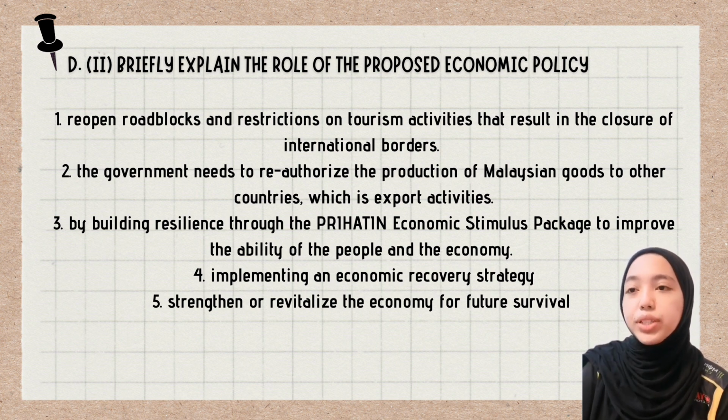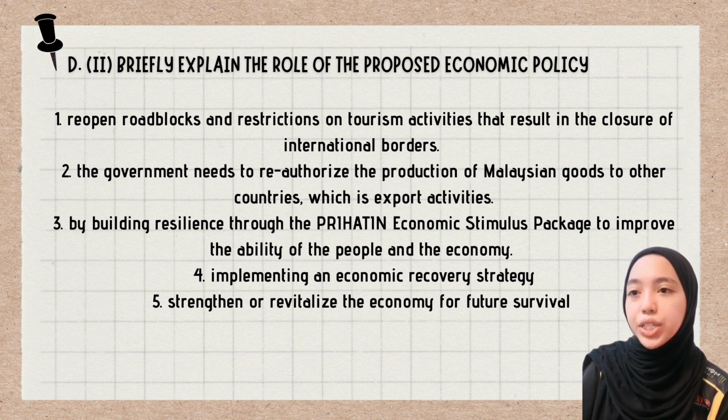Third, by building resilience through the Prihatin economic stimulus package to improve the ability of the people and the economy. This can reduce the cost of living of the people. Fourth, implementing an economic recovery strategy to face the new normal, where orderly and controlled economic organization needs to be implemented to overcome the continuing economic recession.